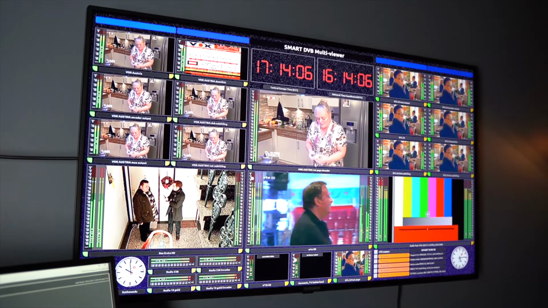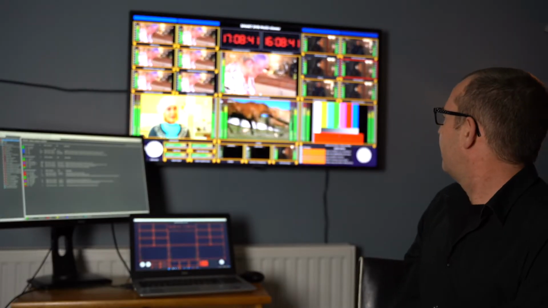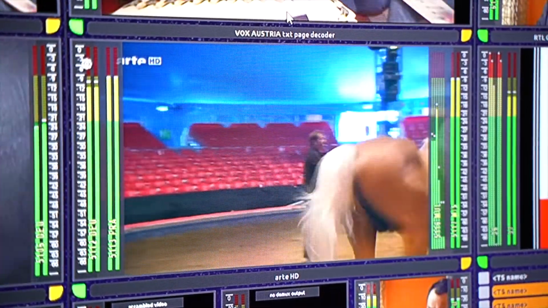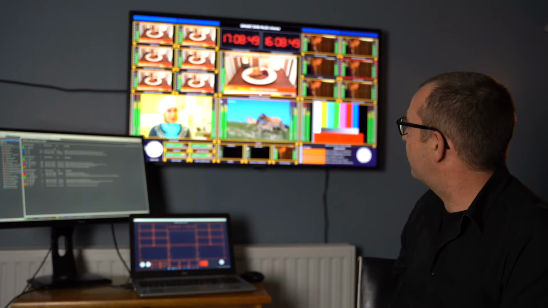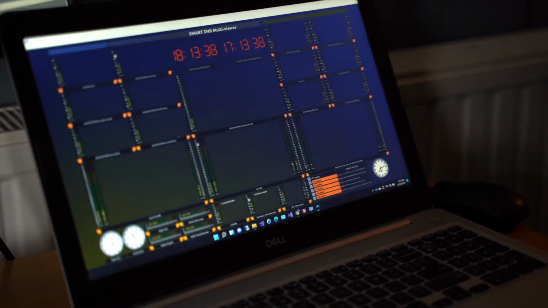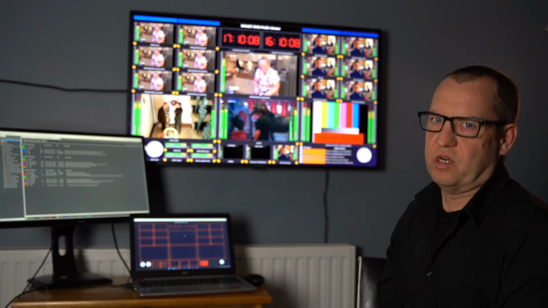Let's have a look at our Multiviewer. The Multiviewer can be configured the way you like, and it supports multi-channel audio, multi-language audio, teletext, teletext subtitles, DVB subtitles, and more. The Multiviewer can be controlled via a remote application. This remote application can run anywhere in your company network.